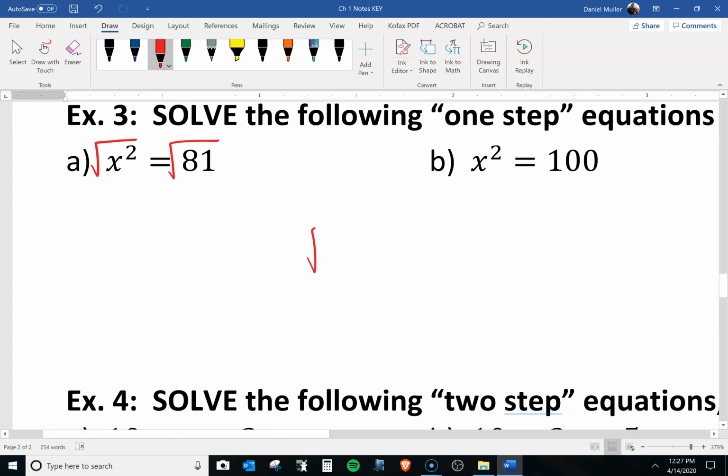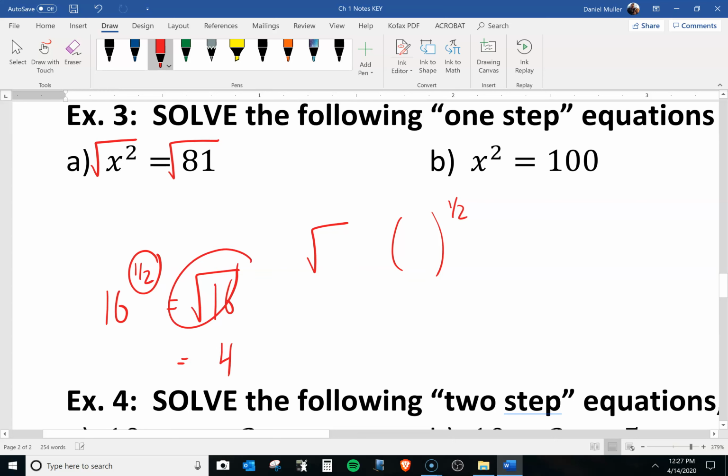But a square root symbol actually means to the power of a half. So if I had 16 to the power of a half, that looks very strange, but what that really means is 16 square rooted. And you should know that the square root of 16 is going to be 4. So if you have an x squared, and then I'm square rooting it, what that really means is the power of a half.